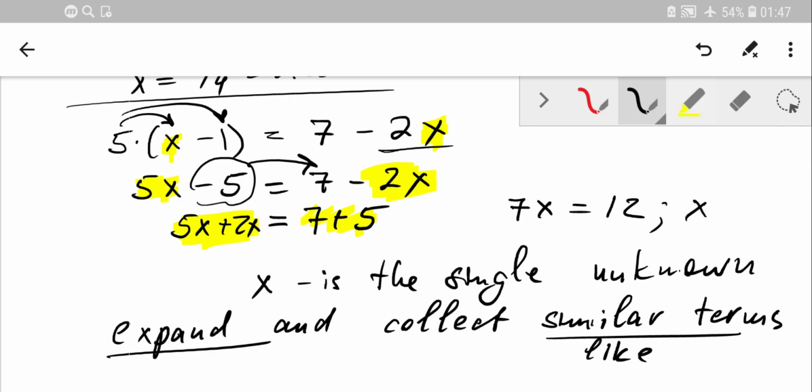In order to find x, you simply need to divide 12 by 7, and that will be your answer. So technically, it works in the same manner as if there was only one variable, except you have a little extension. You need to expand brackets and then simplify.